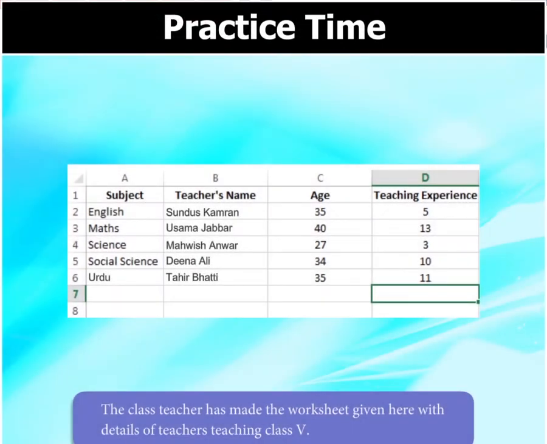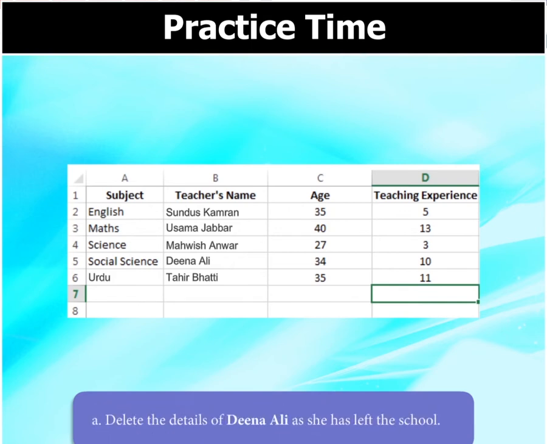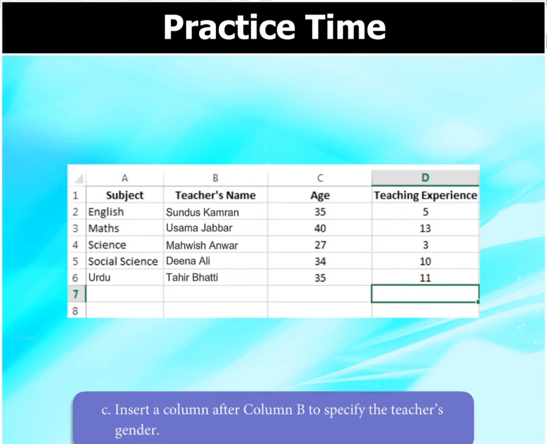The class teacher has made the worksheet given here with details of teachers teaching class 5. She has asked Mahavish Anwar to make the following changes in the worksheet. Delete the details of Dina Ali as she has left the school. Insert a row after row 4 and insert the details as Social Science, Izhan Salman, 35, 10.